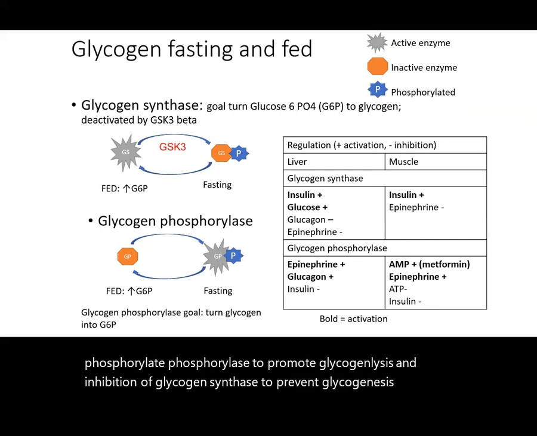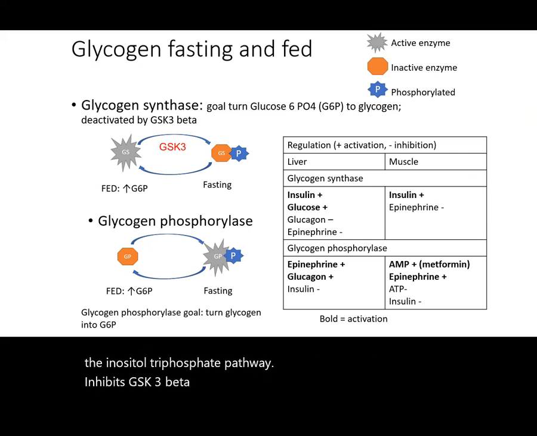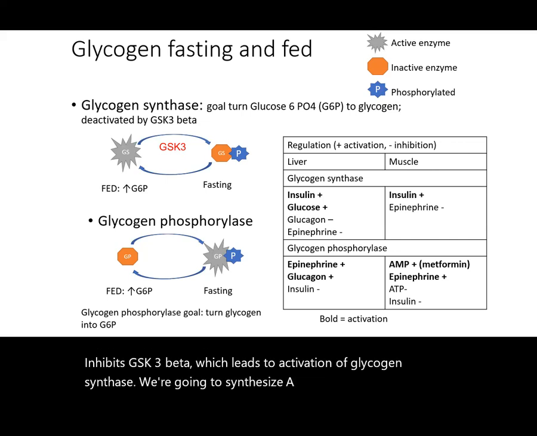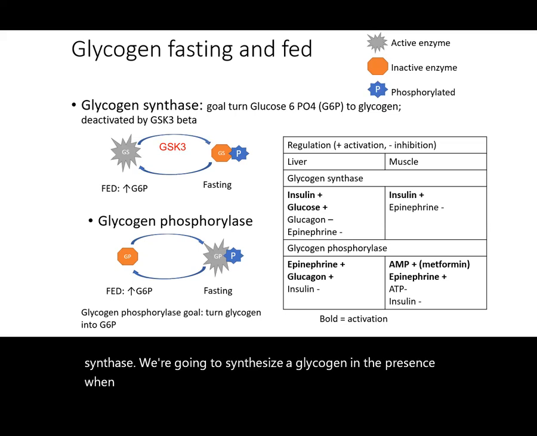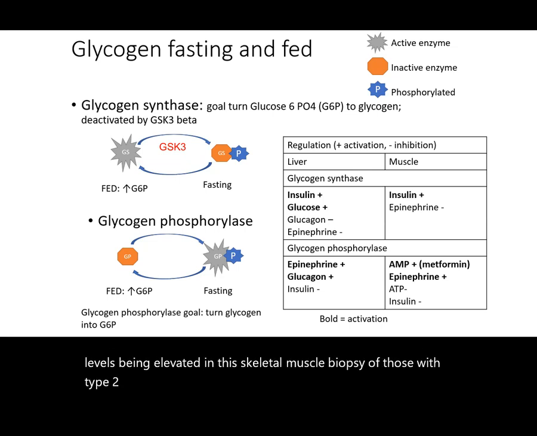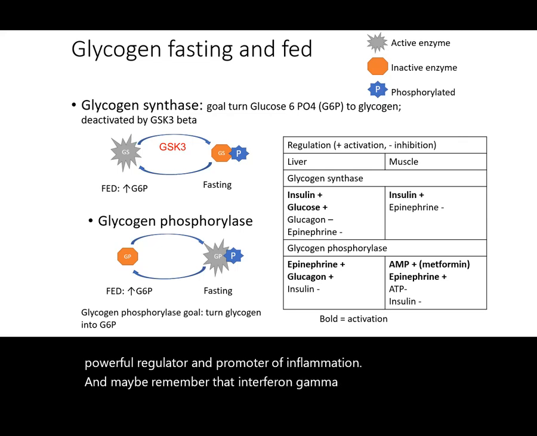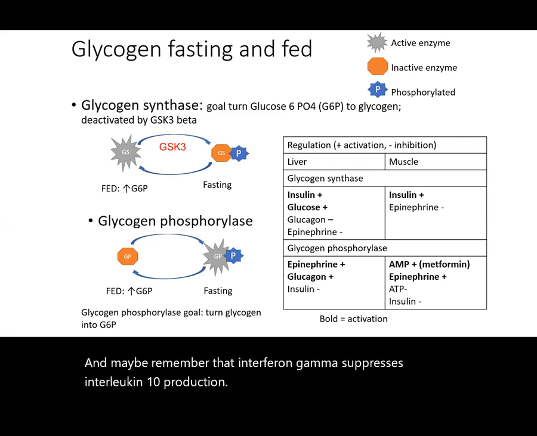Insulin, via the inositol triphosphate pathway, inhibits GSK3 beta, which leads to activation of glycogen synthase. We're going to synthesize glycogen when glycogen synthase is activated. GSK3 is implicated in the pathogenesis of insulin resistance, with GSK3 levels being elevated in the skeletal muscle biopsy of those with type 2 diabetes. Glycogen synthase kinase 3 beta is also a powerful regulator and promoter of inflammation. And maybe remember that interferon gamma suppresses interleukin 10 production by increasing GSK3 activity.